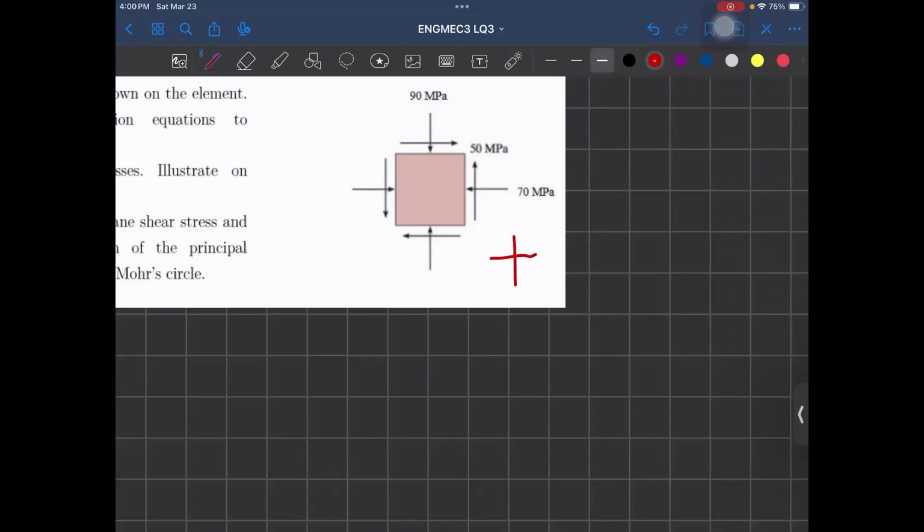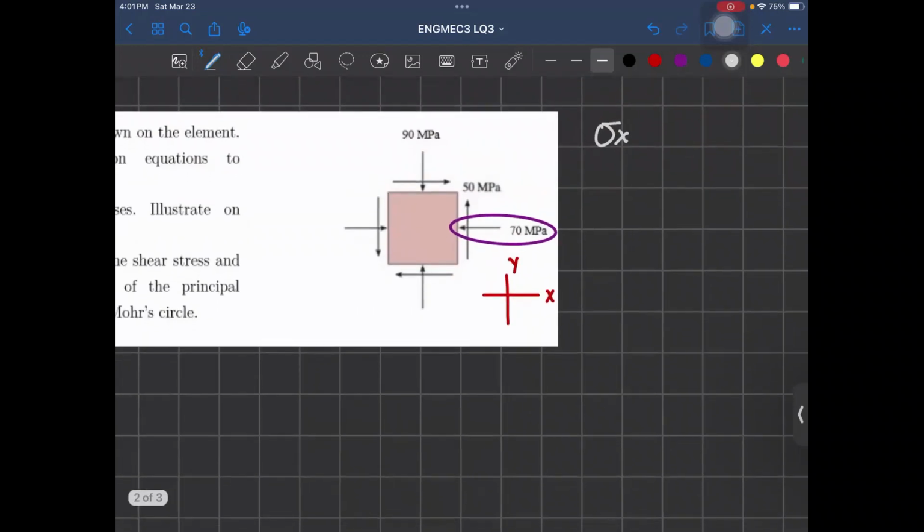Let's draw our x and y plane here. So this is x and this is y. The 70 megapascals is being applied along the x-axis, and it is a compressive force. Therefore, the normal stress acting along the x-axis is negative 70 megapascals. Next, we have our normal stress applied along the y-axis, and this is also a compressive force. Therefore, our sigma y is negative 90 megapascals.